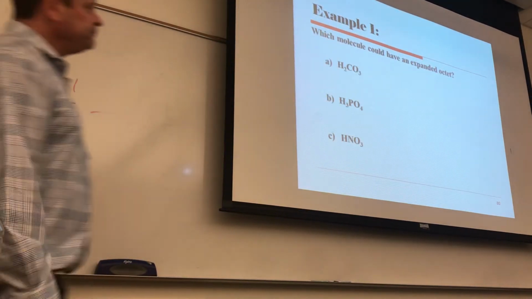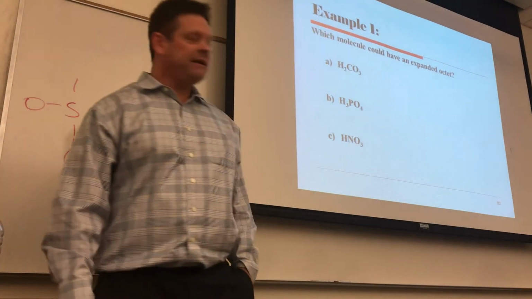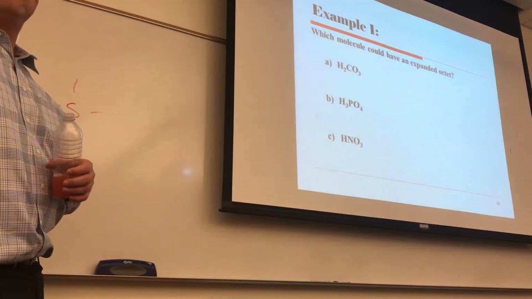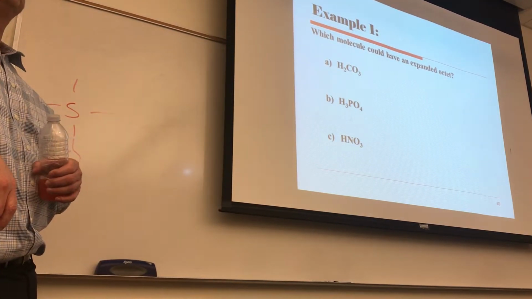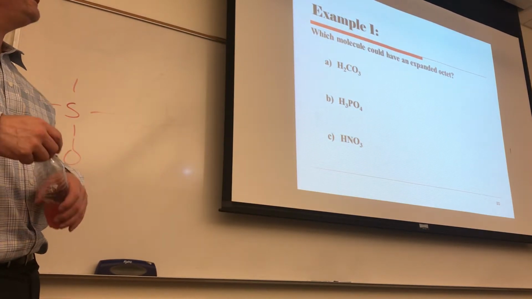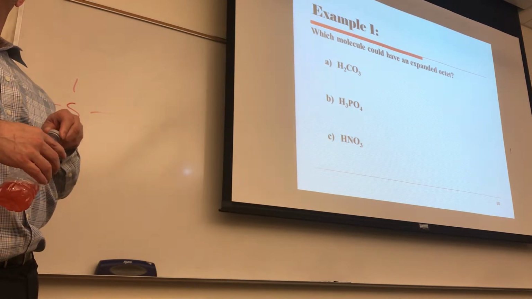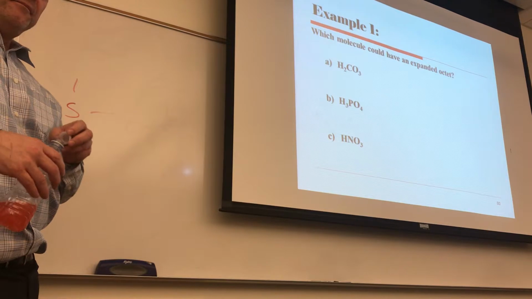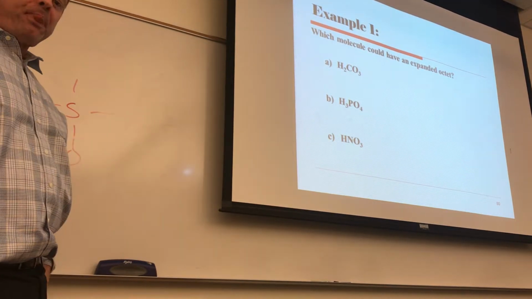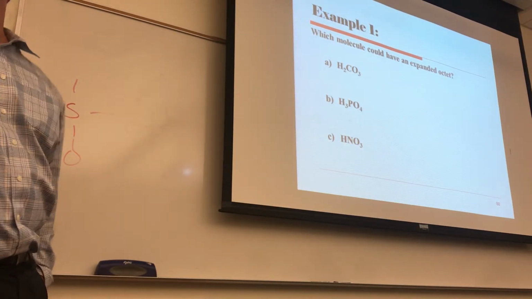Okay, test question. Which molecule could have the expanded octet out of these three? Which one? I heard some. You said A. Anybody agree or disagree? Expanded octet. B. Why? We have the 4 oxygens around the P. Oh, wait a minute, with the P in the center, yeah.